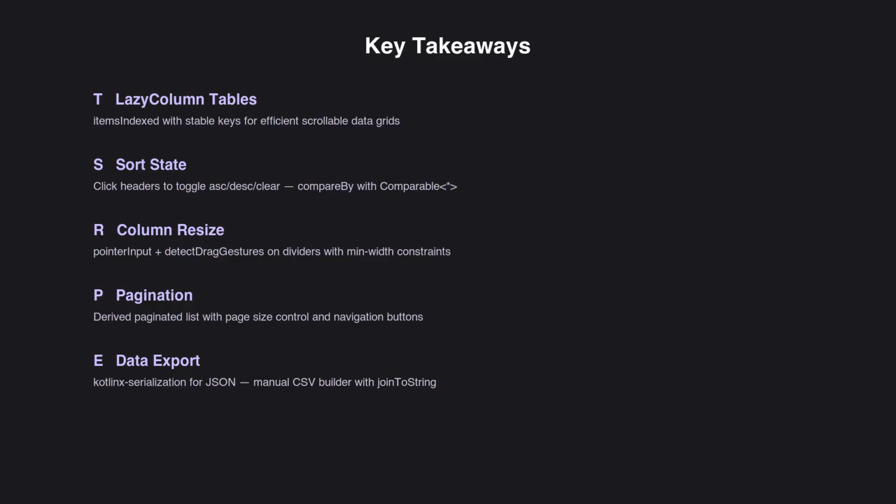5 key takeaways from today's lesson. LazyColumn tables. Items indexed with stable keys for efficient, scrollable data grids. SortState. Click headers to toggle ascending, descending, and clear. Compare by handles the sorting logic. Column resize. Pointer input with detectDragGestures on dividers. Enforce a minimum width.